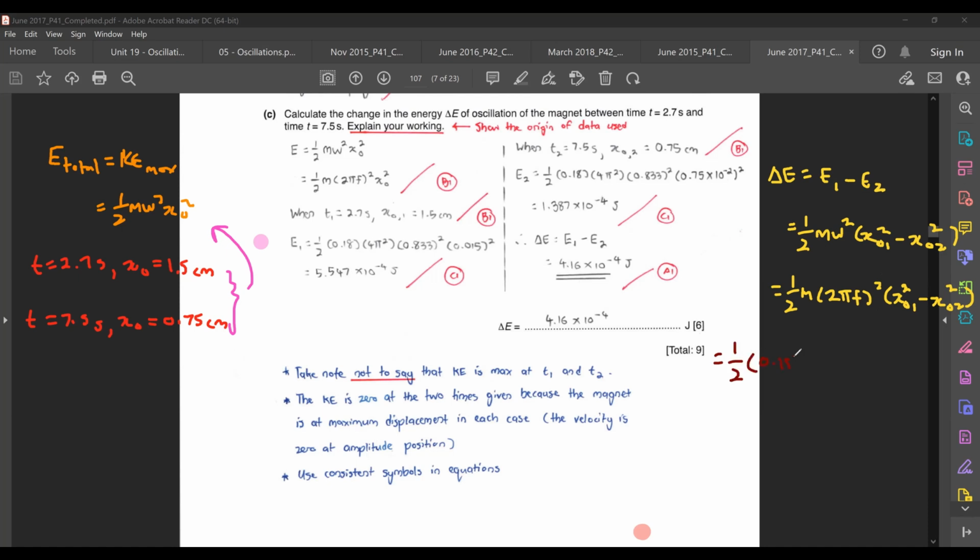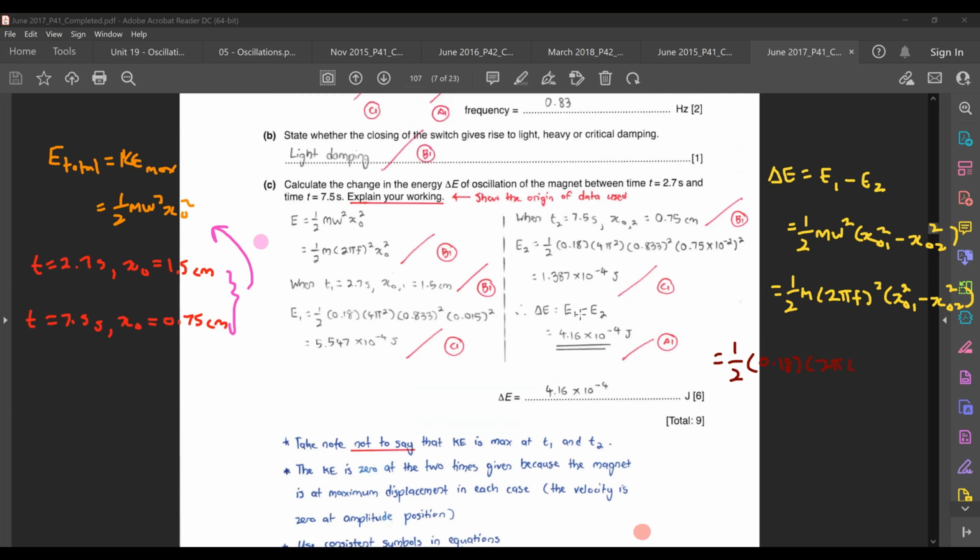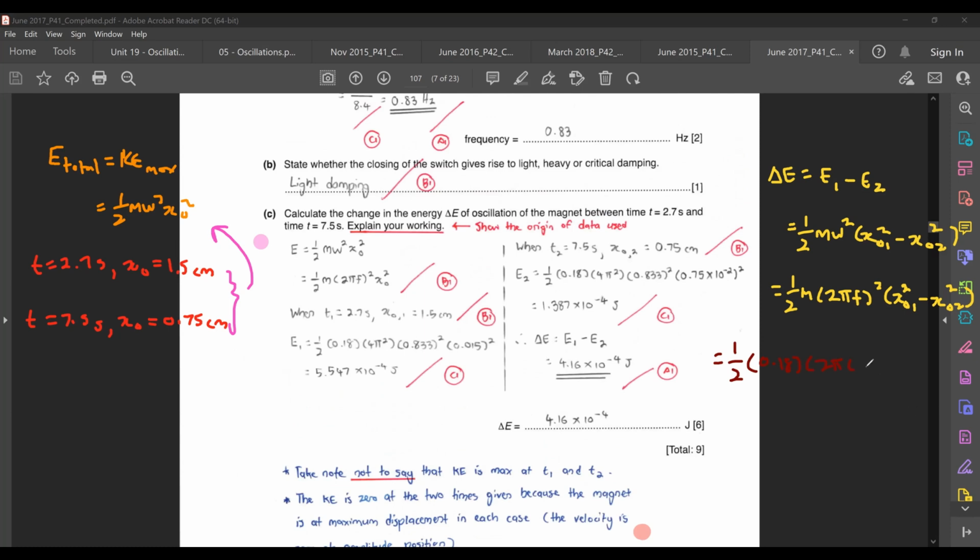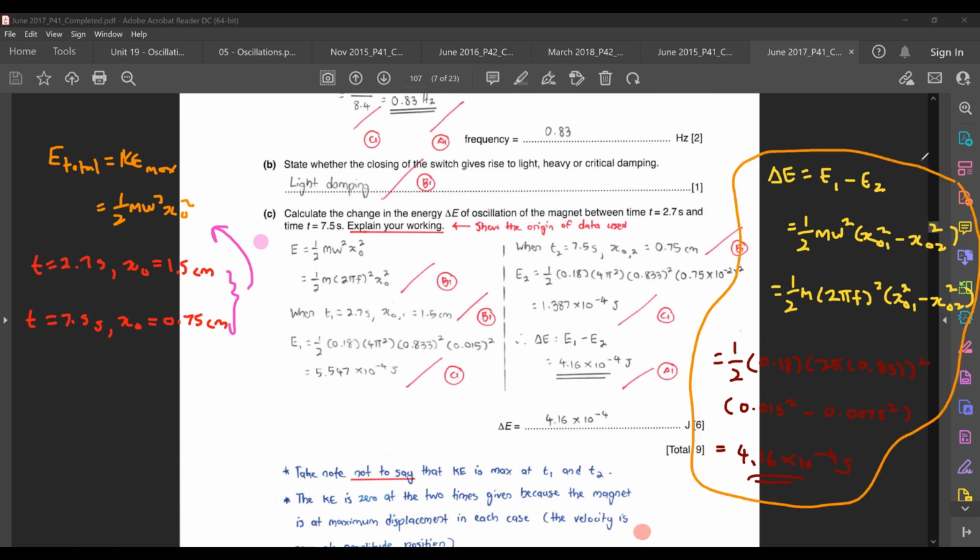So it's 0.18 times 2 pi times 0.83 square times 0.015 square minus 0.0075 square, giving you 4.16 times 10 power minus 4 joules. So if you're thinking of writing your answer like this, this one is also acceptable.